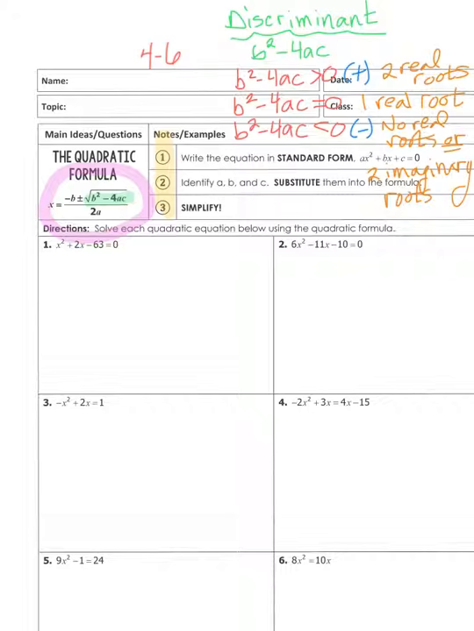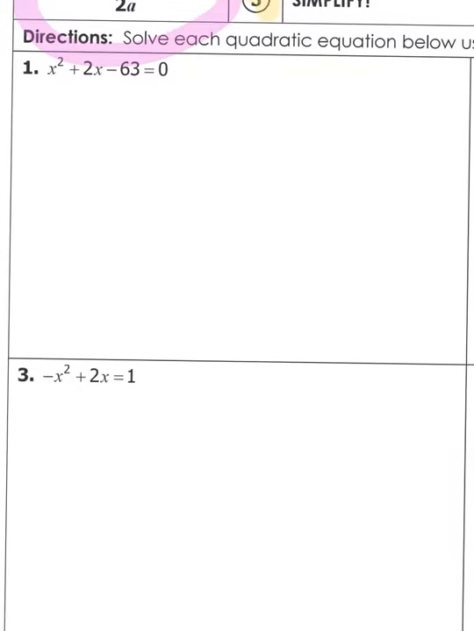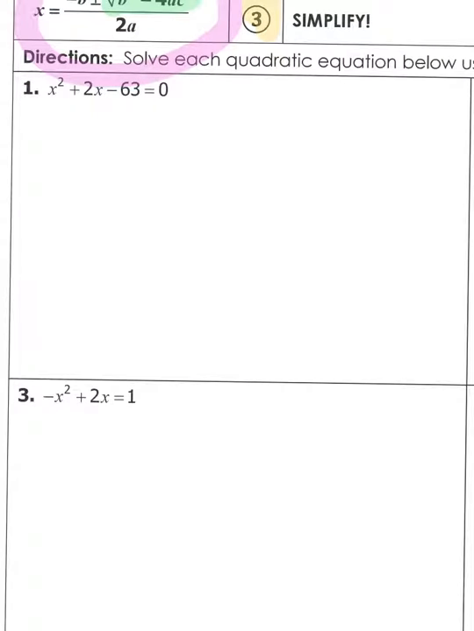So let's go ahead and do a couple of problems. So I'm going to blow these up really large. So I'm going to do number 1, and you are going to do number 2. So the first thing that we need to do per our procedures above is make sure that one side is set equal to 0, which it is. So I don't have to move anything. And this is all in the correct order. Squared term, x term, constant. So now I can identify what a, b, and c are.